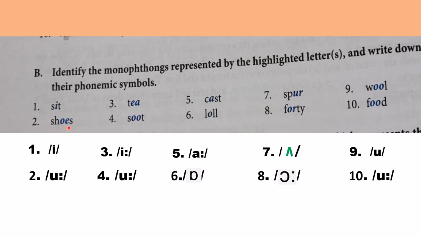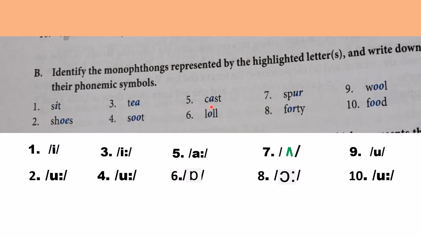S-H-O-E-S, and O and E. Though there are two letters, it is giving the monophthong oo sound, shoes, longer oo. So this is the symbol you have to write. This is your answer. Then third one is tea, T-E-A. E-A are two letters but they give rise to a long E sound. I, and this is the symbol, third one. Then fourth one is suit, S-U-I-T. Suit gives rise to this symbol, U and two dots. Whenever you put two dots, then it becomes a longer sound, oo sound.